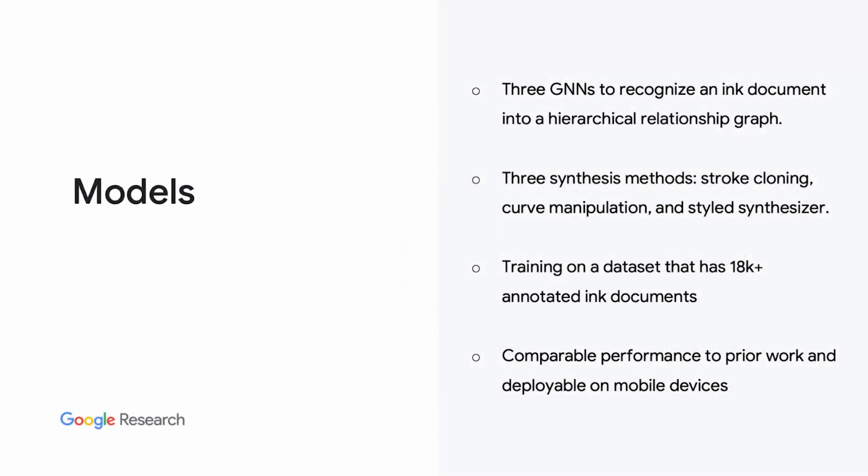I know it's a lot of content to unpack, so let me summarize some key information about the models before we move forward. First, we use 3 GNNs to recognize an ink document into a hierarchical relationship graph. Second, we have 3 ink synthesis methods. Third, we collected a dataset that has more than 18,000 annotated ink documents.